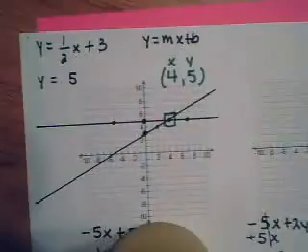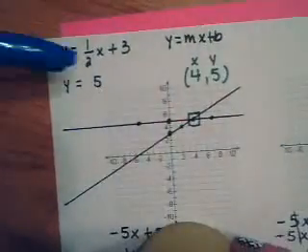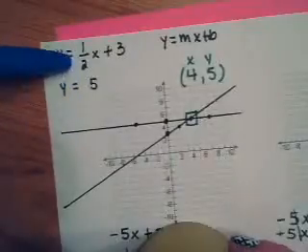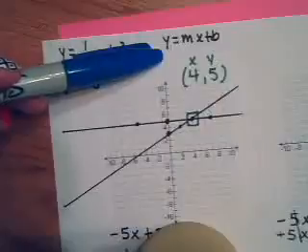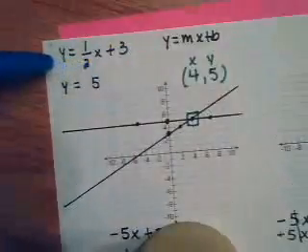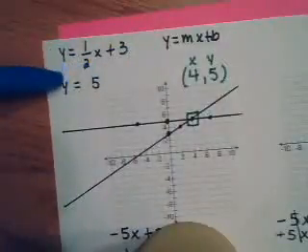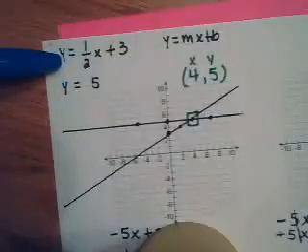So when we graph a system of equations, we want to first look at our equations and make sure that they are in slope-intercept form, which is y equals mx plus b. Okay? And we see that these are because the y is all by itself on the left side. So we're ready to graph.